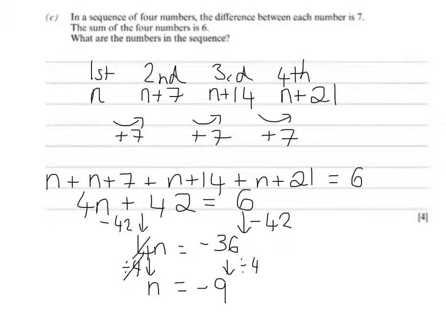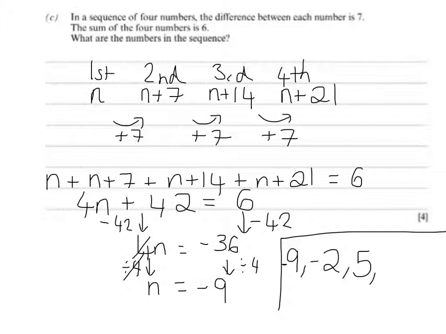So remember, n was our first number in the sequence. So I know that my first number then is n. I add on 7 each time, so n is minus 9. So the first number is minus 9. To get to my next number, I add 7, so my next number is minus 2. To get to the next one, I add 7 again, so the next number is 5, and add 7 again, so that number is 12.